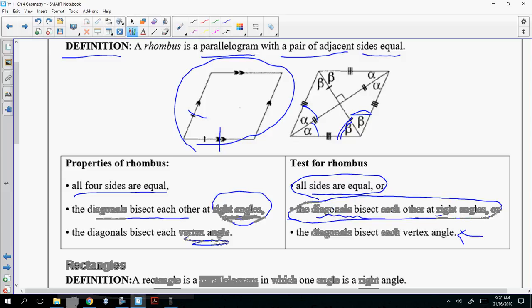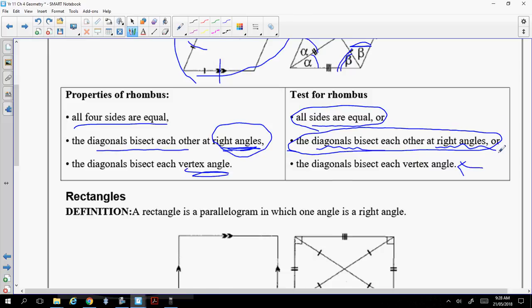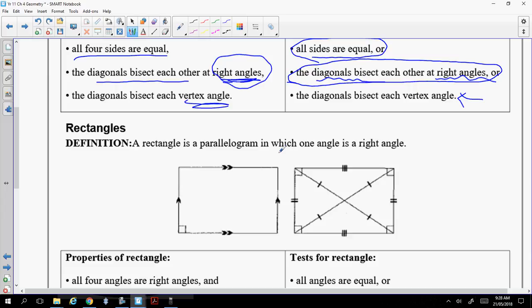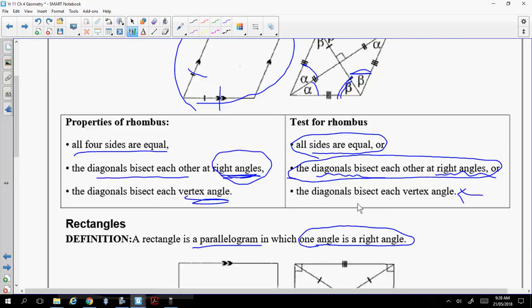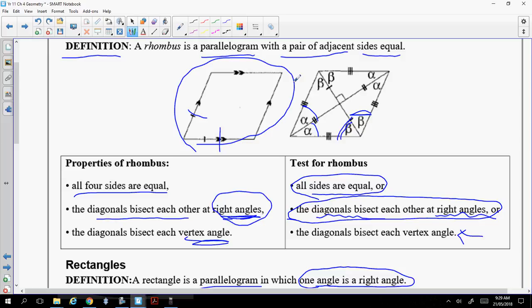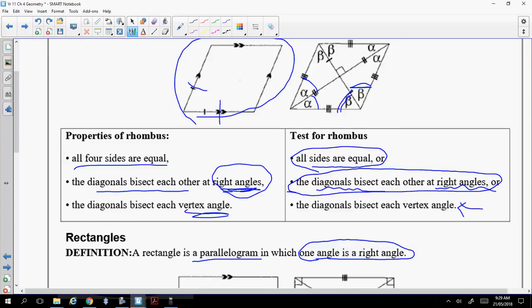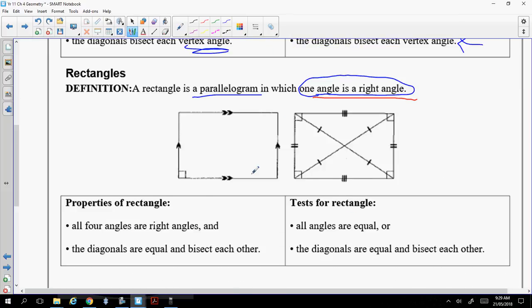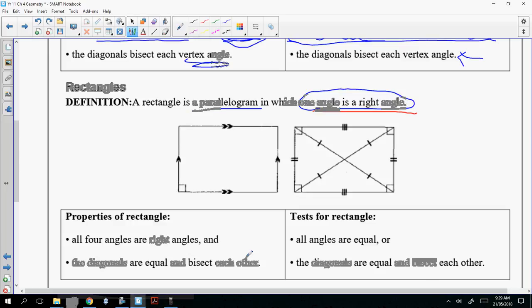Let's look at the rectangle. What's a rectangle? A rectangle is also a parallelogram, but with one angle at right angle. See the differences between rhombus and rectangle? They're both parallelograms, but for rhombuses, one pair of adjacent sides are equal, whereas for the rectangle, just one angle is a right angle. And let's look at the properties. All four angles are right angles. The diagonals are equal and bisect each other. And the tests for rectangles are all angles are equal, all diagonals are equal and bisect each other. Okay. Finally, we have the squares. A square is a rectangle with a pair of adjacent sides equal.